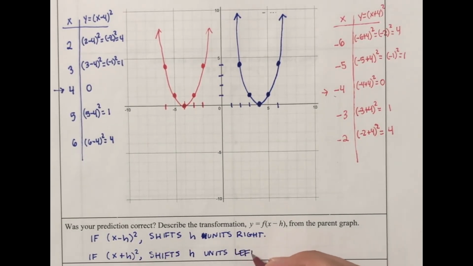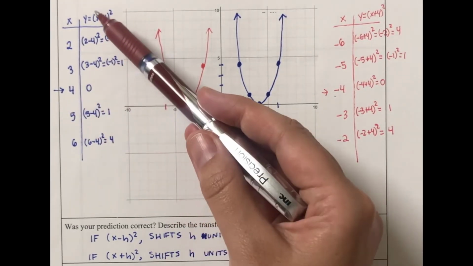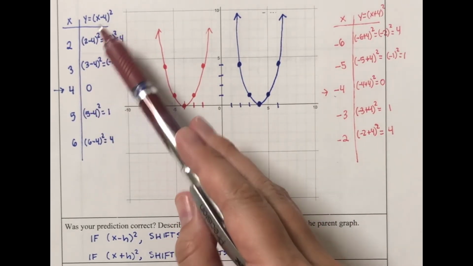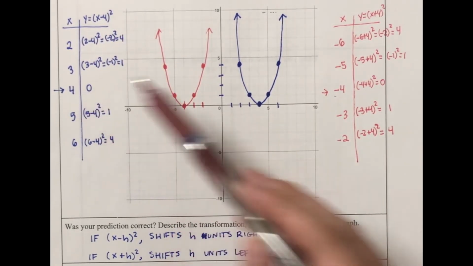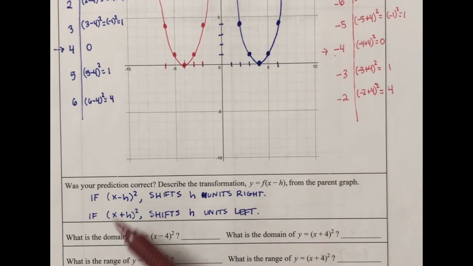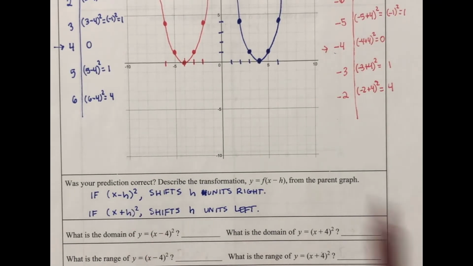And the whole reason why it's opposite is because you have to make the quantity before you square it, you have to make that 0. So if it has a minus sign, you have to go to a positive 4 to make it 0. If it has a plus sign, we had to go to a -4 to make that 0. So that's why we went right and left respectively.